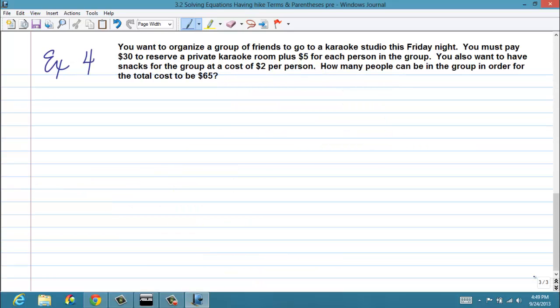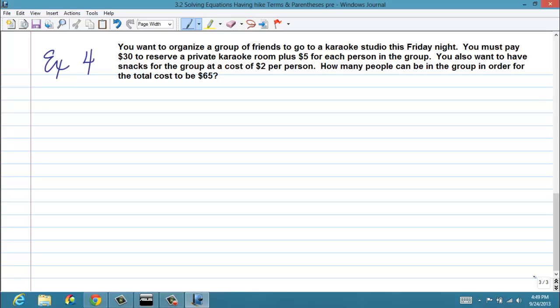Okay, fourth example. You want to organize a group of friends to go to a karaoke studio this Friday night. You must pay $30 to reserve a private karaoke room plus $5 for each person in the group. You also want to have snacks for the group at a cost of $2 per person. How many people can be in the group in order for the total cost to be $65?